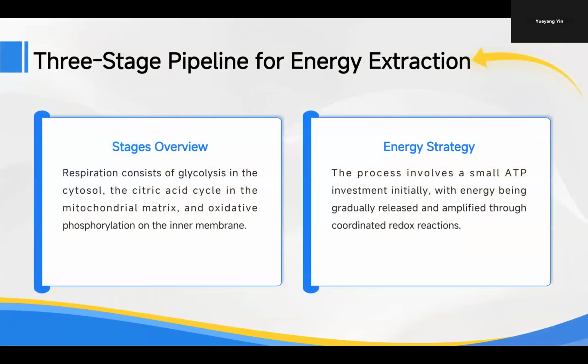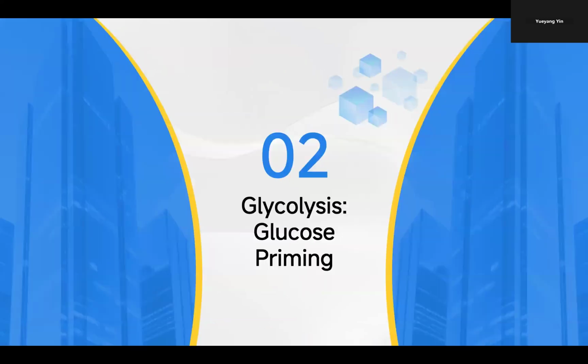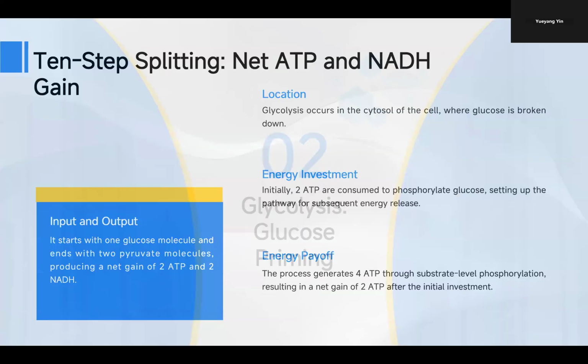And here is the three-stage pipeline for energy extraction. It includes the stage overview and energy strategy. So let's enter the pipeline, stage one, glycolysis. It means sugar splitting, and occurs in the cytosol. Please focus on the content. It's a 10-step pathway that follows an energy investment, then payoff logic.